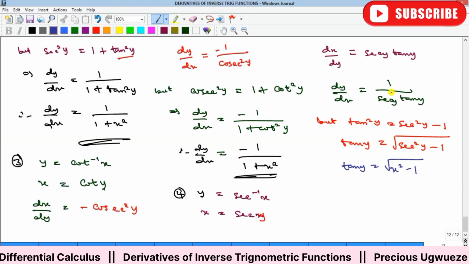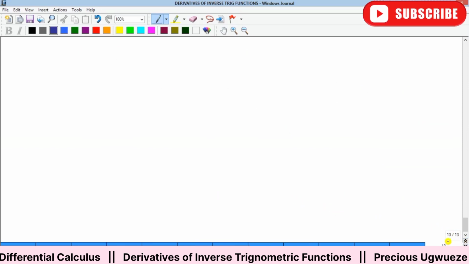All right, so put everything now into this. Therefore, we now have that our dy/dx is equal to 1 all over sec y, which we said is x, then multiplied by tan y, which is the whole of this. And so we're multiplying it by the root of x squared minus 1. And that is how we got the derivative of sec inverse of x. And so finally, we are going to look at the cosec inverse.